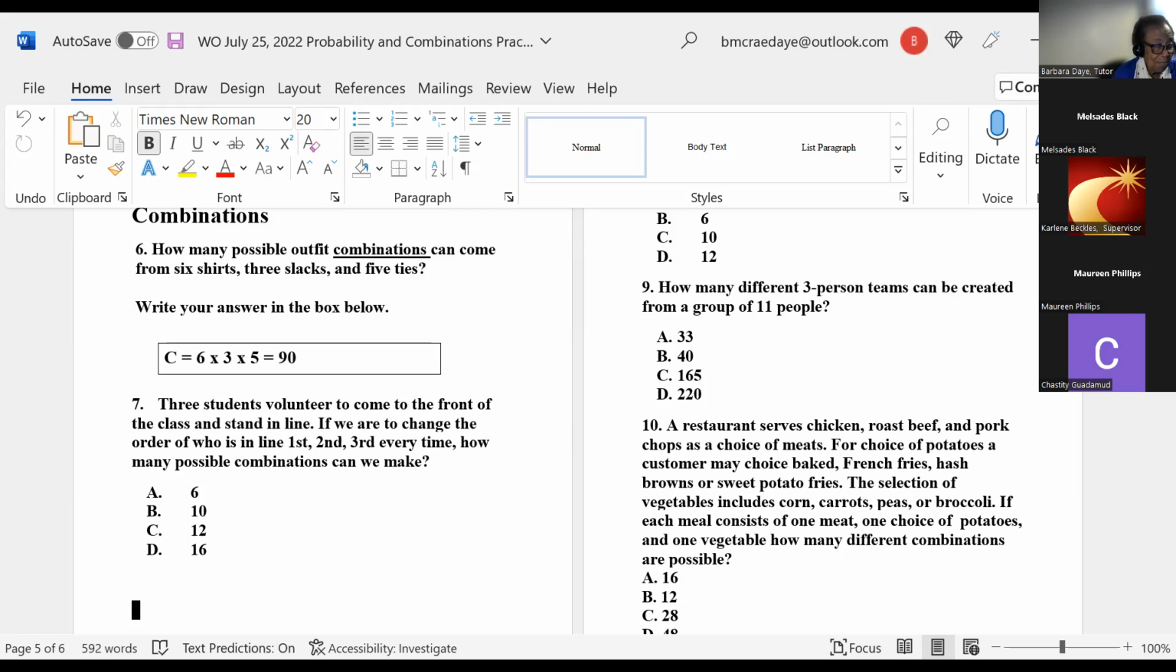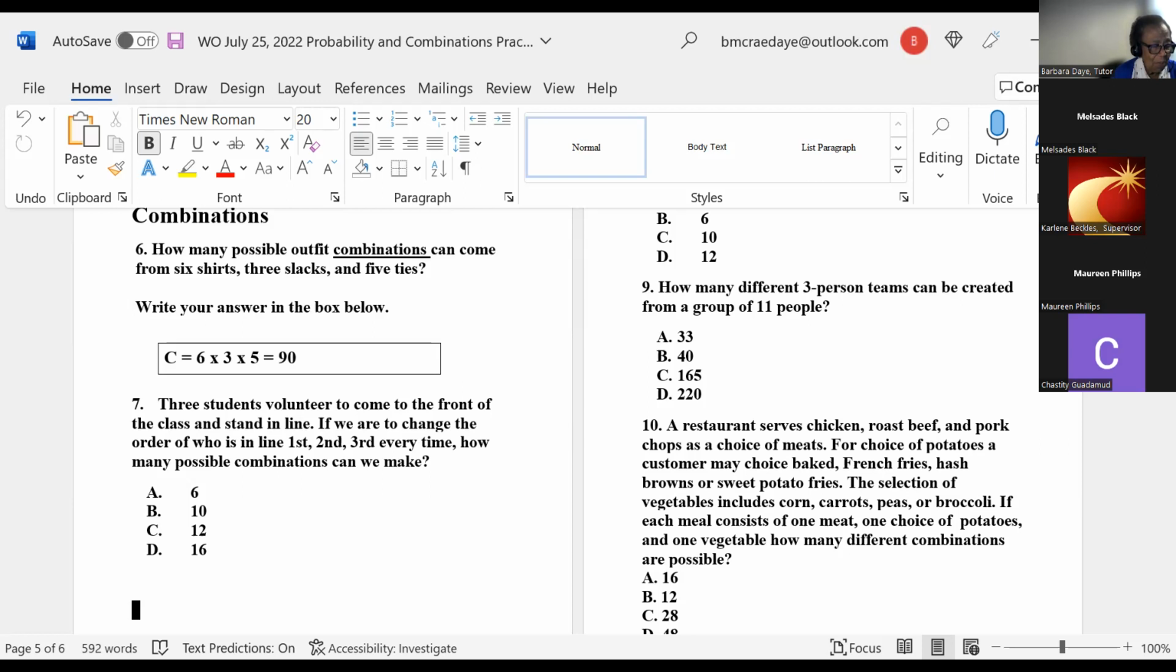The part that got me is if we are to change the order of who is in line, 1, 2, 3, every time. That was my little problem there. That's why I chose 12. And then I said it can be 6 or 12 because 3 cannot go into 10 and leave a remainder, and also 16. So it must be 12 or 6. Once I decided it was going to be 6, I said I'm not sure because it's 3 children in line. So I said 12.